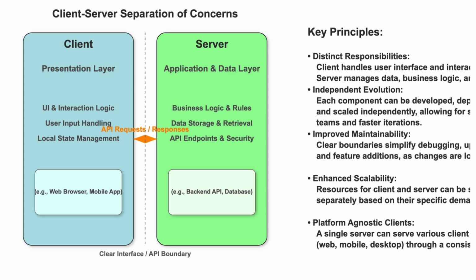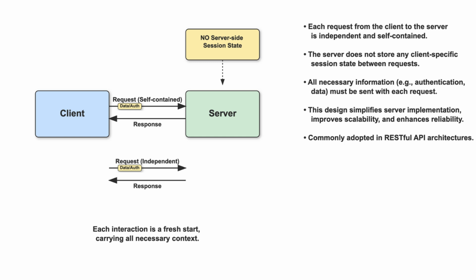First, resource identification. Resources are identified using URIs, like /users/123. Our resource identification with URIs diagram provides clear examples. Second, resource manipulation through representations. Clients interact with resources using representations, typically JSON or XML, in the request body.